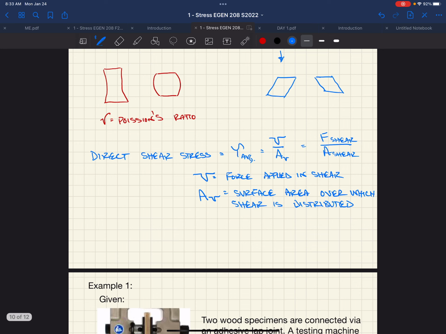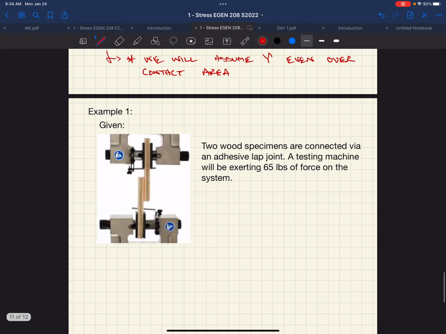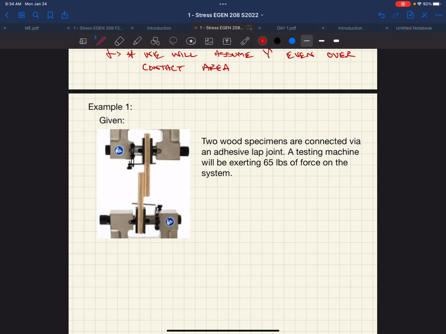Okay. One thing to note though here before we continue is that again, the real world is fairly complicated. In this case though, we're making the assumption, like we did with normal stress, that we're calculating an average stress here. We're assuming that the stress acts evenly over the entire cross section, the area in which we're dividing by. So we will assume tau, or shear stress, is even over our contact area. Okay. So we'll do a couple examples here. Shear stress.